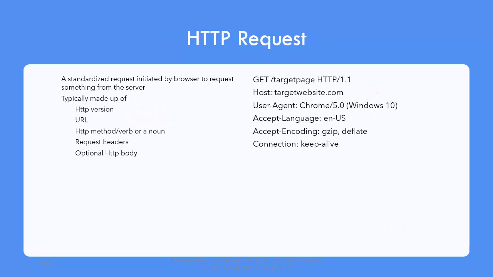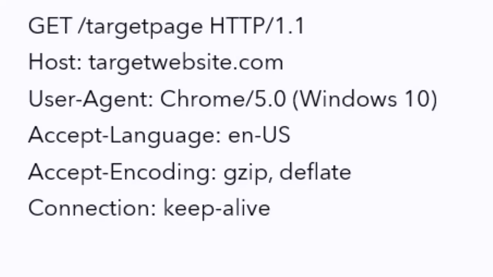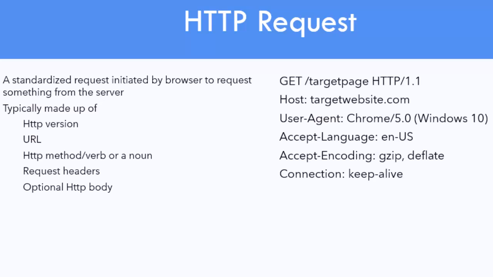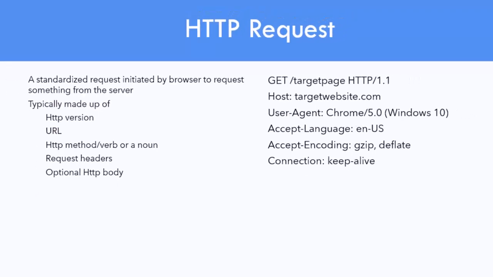So an HTTP request is, as the name suggests, a request initiated by your browser to request something from the server. I must clarify here that we avoid using the word browser and try not to do that later. The proper term is user agent, as browser is just one of the many softwares that initiate HTTP requests. Moving on, an HTTP request is a standardized data structure carrying a magnitude of information. A typical request is made of an HTTP version type, a URL, an HTTP method or verb, request headers, and an optional HTTP body. We'll discuss each of these in detail.